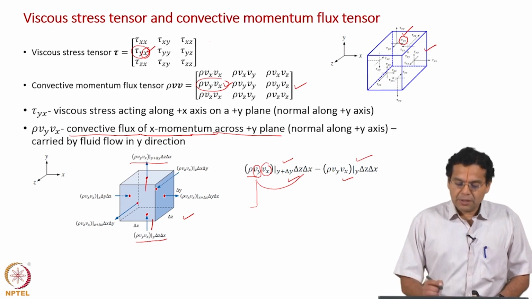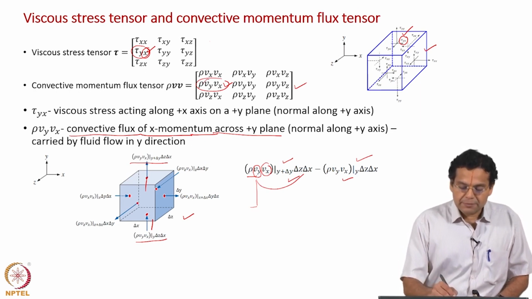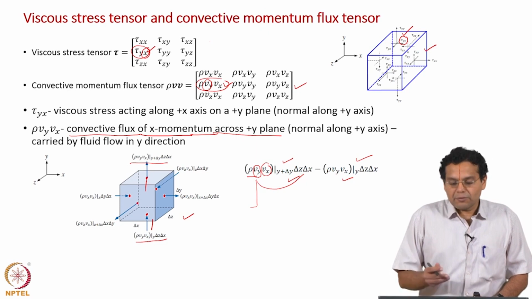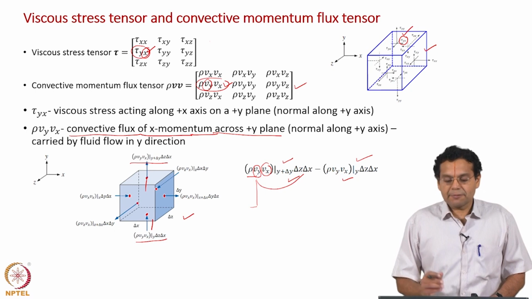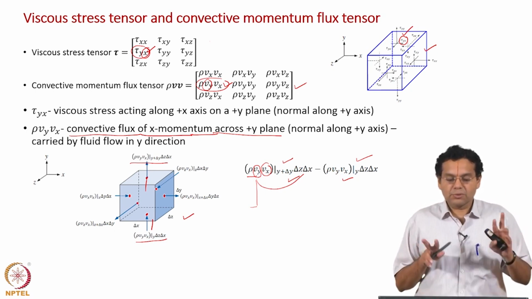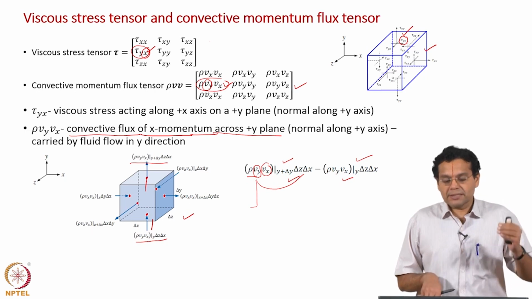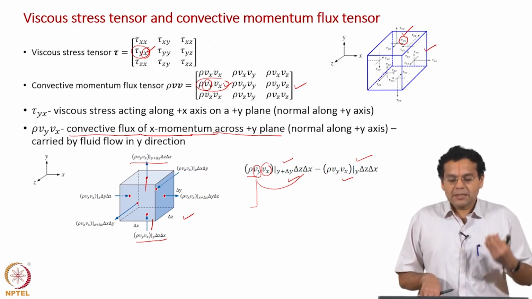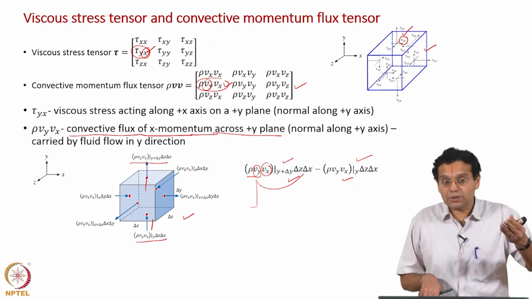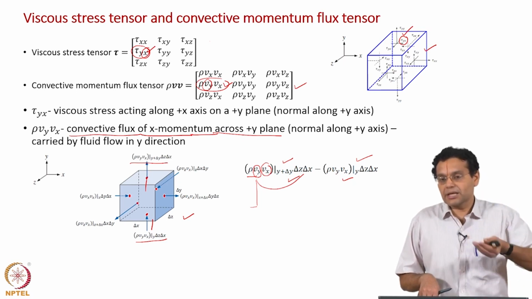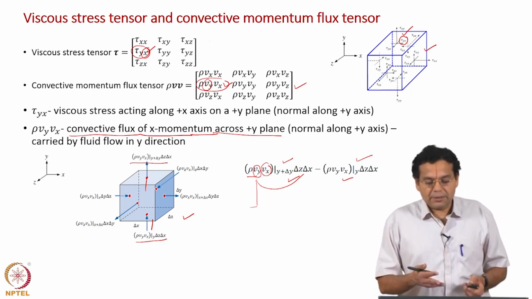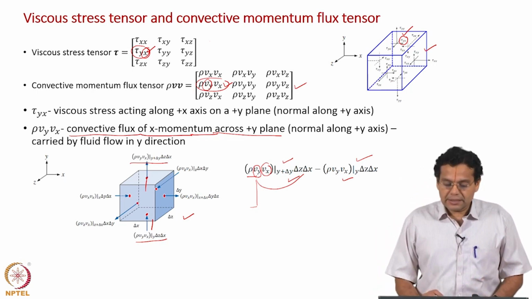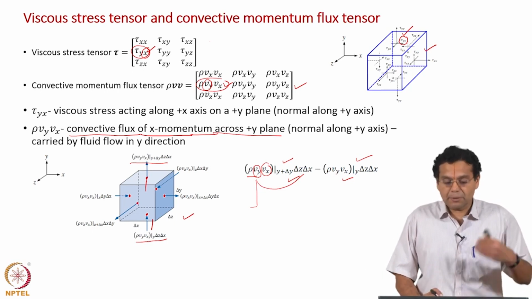Here also the first subscript represents the direction of the plane. Why the direction of the plane? Because there is a flow along that direction. The second subscript represents the direction of the momentum. So, both the tensors have two directions. The first represents the direction of the plane in both cases. The second one represents the direction of the force in one case, and the direction of the momentum in the other case. That is why we call them tensors, one as the viscous stress tensor, the other as the momentum flux tensor.